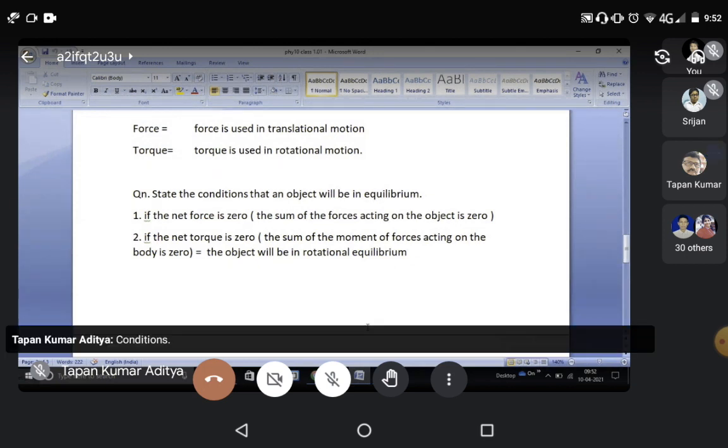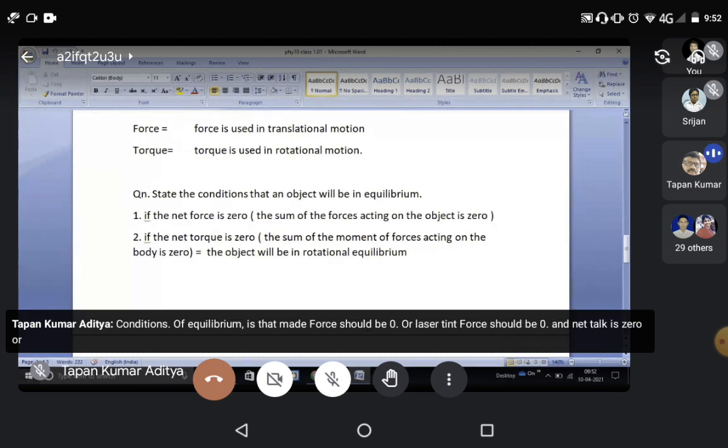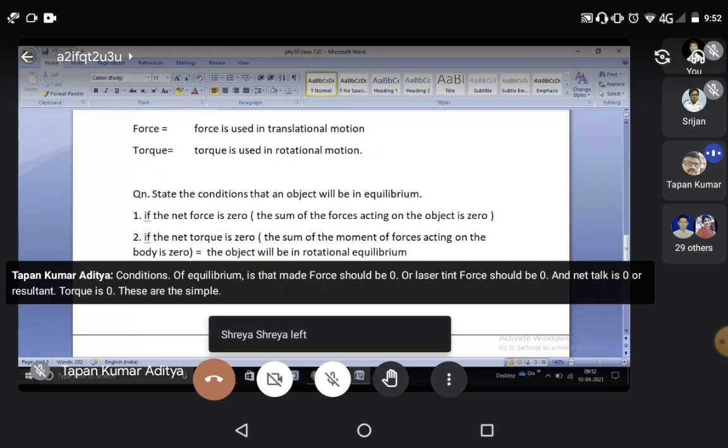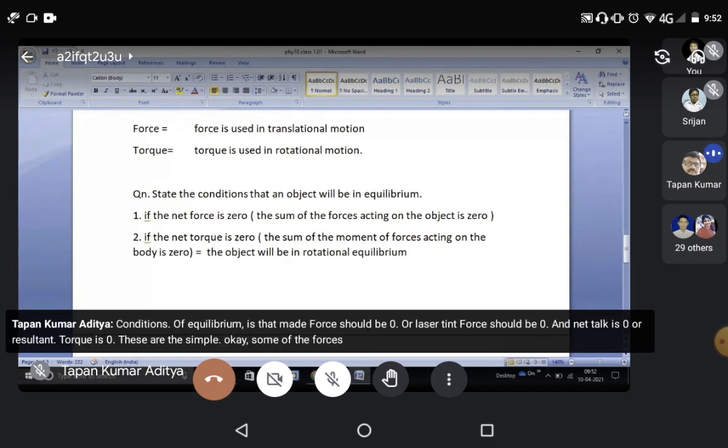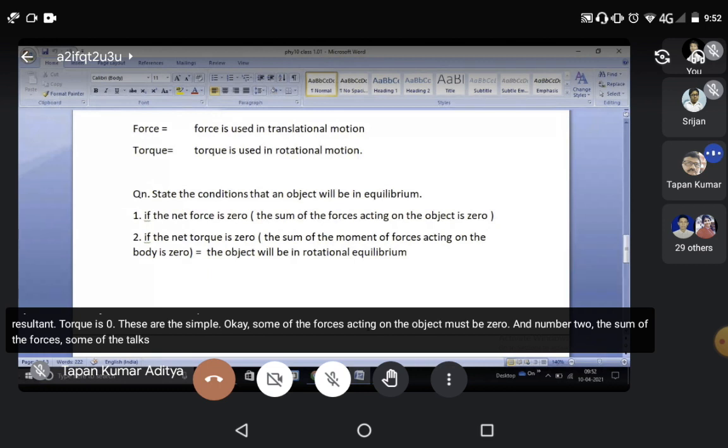Conditions of equilibrium: the net force, or resultant force, should be zero, and the net torque, or resultant torque, is zero. This is simple. The sum of the forces acting on the object must be zero, and number two, the sum of the torques acting on the body should be zero, and the object will be in equilibrium.